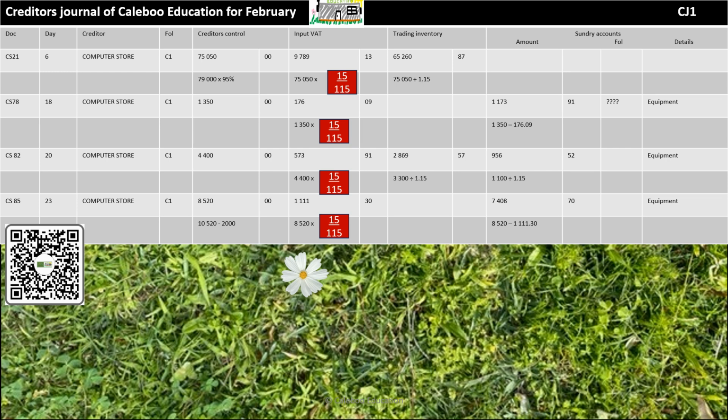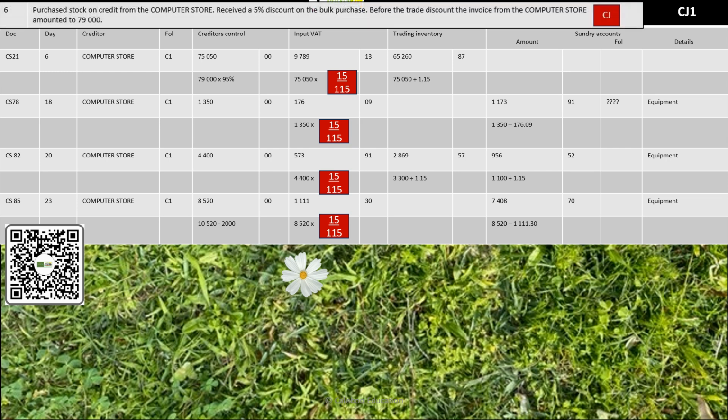Transaction number 1. On the 6th, let's see what it says. On the 6th, purchased stock on credit from the computer store, received a 5% discount because we purchased in bulk and we are a regular customer. So the computer store gave us a small discount. Before the trade discount, the invoice from the computer store was 79,000. Now we need to record this transaction.